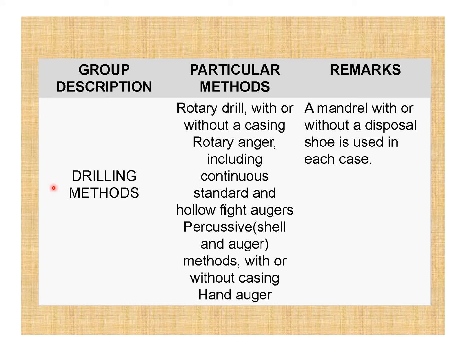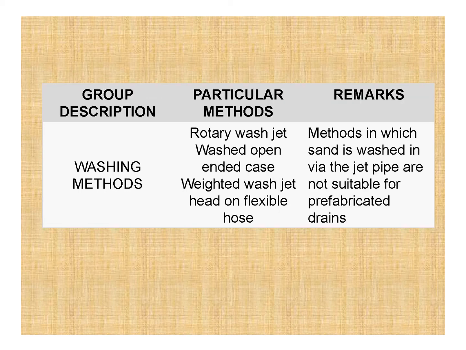Then drilling methods: rotary drill with or without a casing, rotary auger including continuous standard and hollow flight augers, percussive shell and auger method with or without casing, and hand auger. And then come the washing methods, where the rotary wash jet, washed open-ended case, and weighted wash jet head on flexible hose.